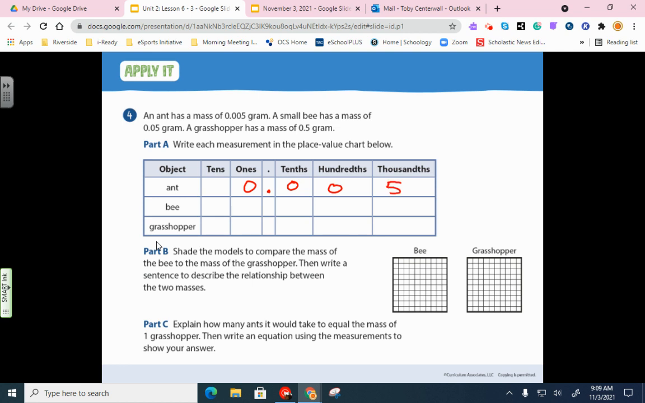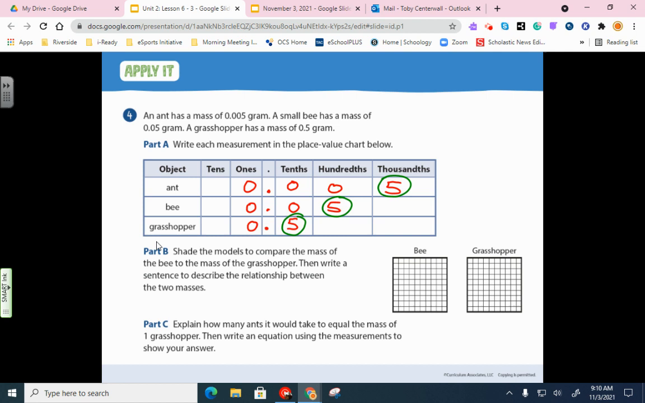0, 0, 5. The bee has a mass of 5/100ths. Put that right in there like that. And the grasshopper has a mass of 5/10ths of a gram. So you can already see the pattern with these fives. I'm going to go green for bugs. You can see that there are all these different sizes from one another. So putting them all in a place value chart is a very good way of comparing different values of these numbers. All right, part A is done. Let's go to part B.